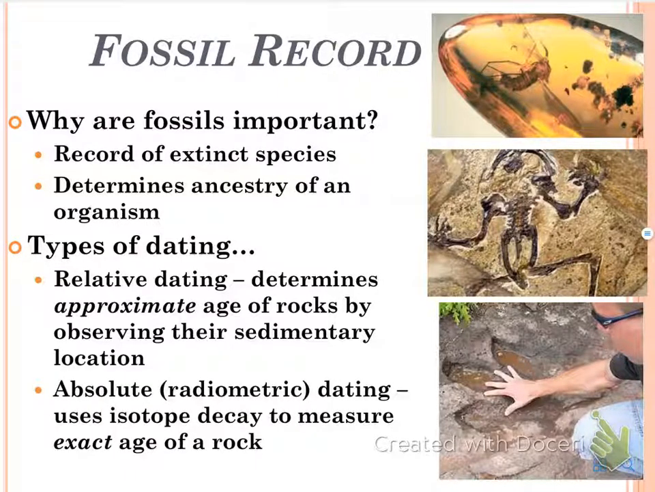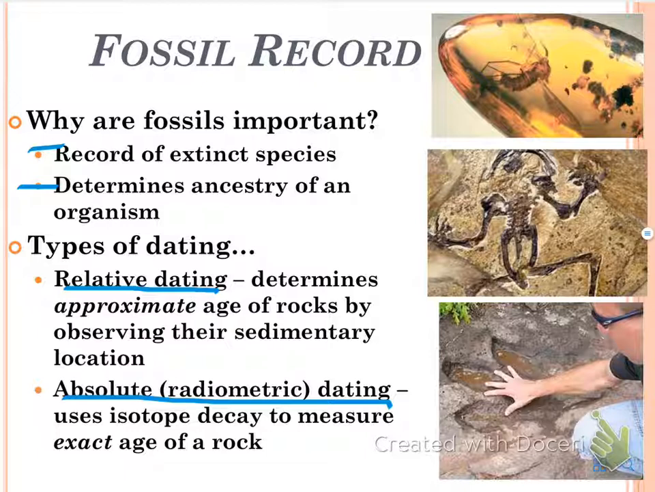So fossil record. Why are fossils important? So 2 reasons. They are a record of an extinct species, and they determine the ancestry of an organism. And there's 2 types of dating. So you have relative dating and absolute, or also called radiometric dating. So the fossil lab you did in class was a relative dating. You were determining the approximate age by looking at their location in the rocks. Absolute dating uses actual isotopes to measure the exact age.